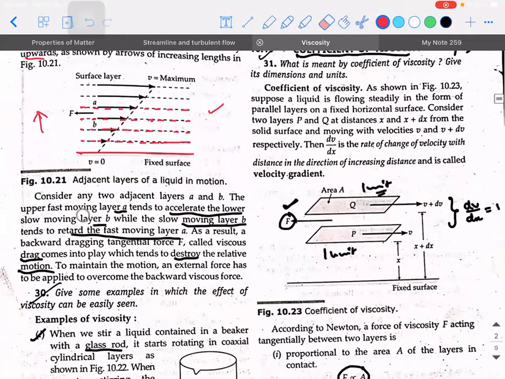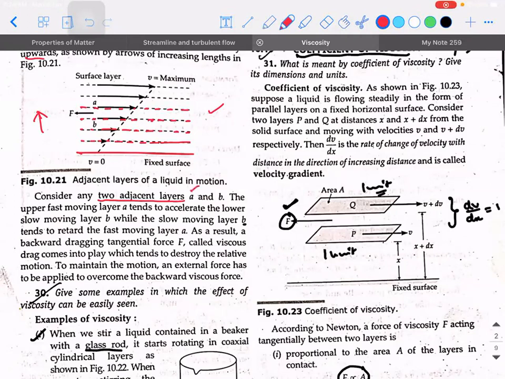Okay, there will be an increase in the value. So due to this, there is going to be a relative velocity existing between each layer of the liquid. Suppose I consider any two adjacent layers. I'm not considering random layers. If I take any two adjacent layers, because I'm talking about the friction acting between the layers of the liquid, the consecutive layers of the liquid.